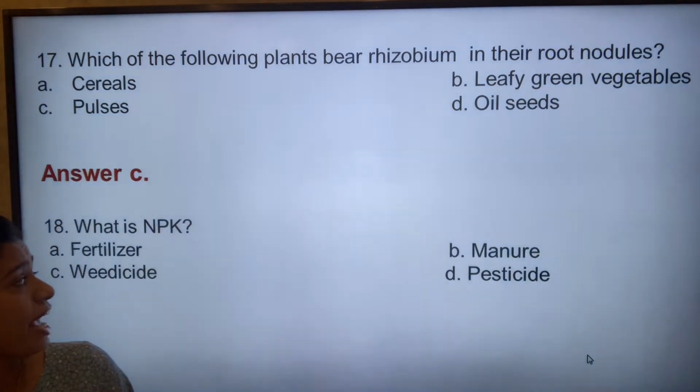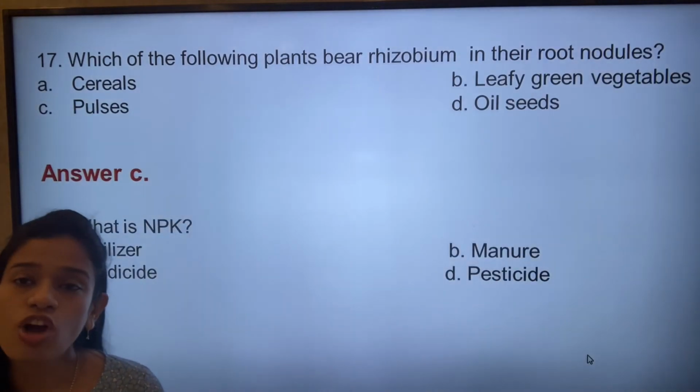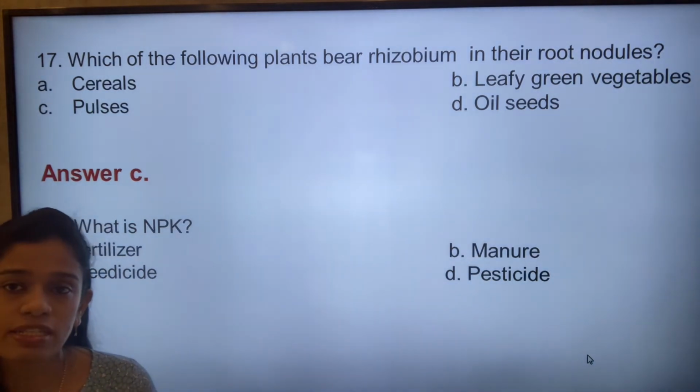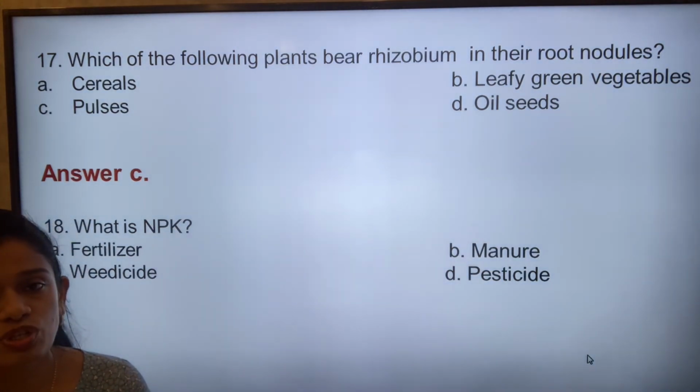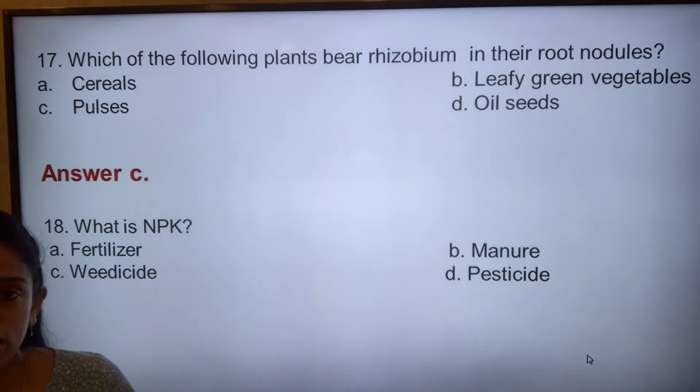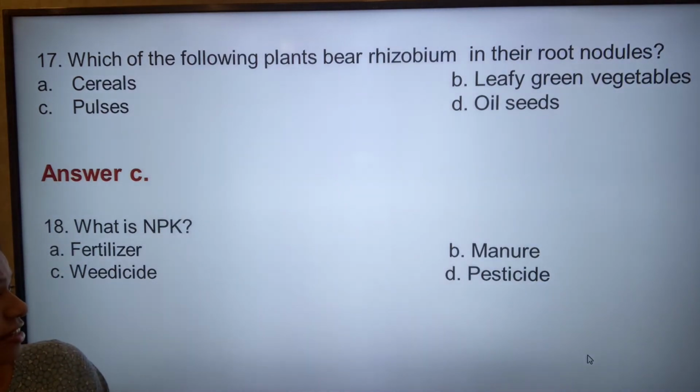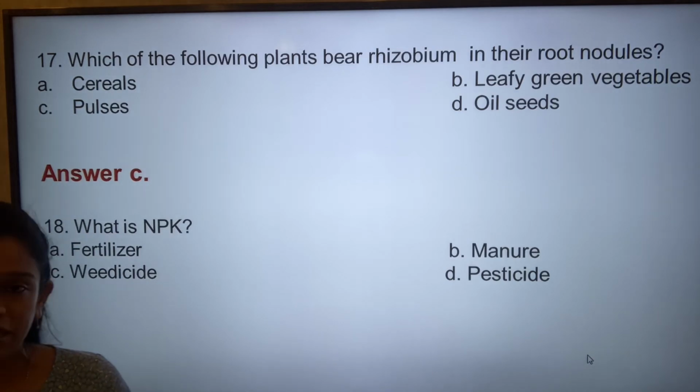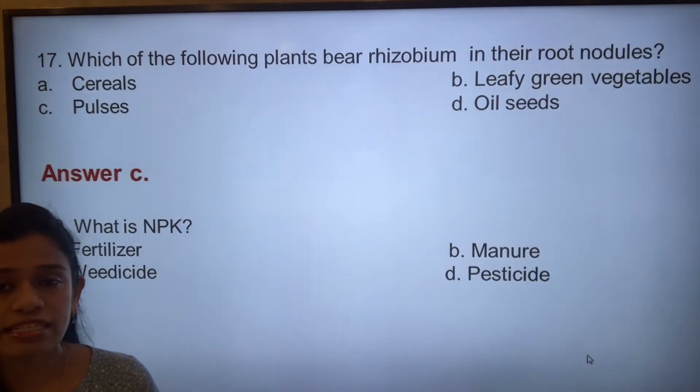Next, what is NPK? This is a very common fertilizer which is used for plants. It immediately helps in boosting the growth of the plants. So what is the full form, or what is it actually? It is a type of fertilizer, yes, not a manure, weedicide, or a pesticide. So option A is the correct answer.